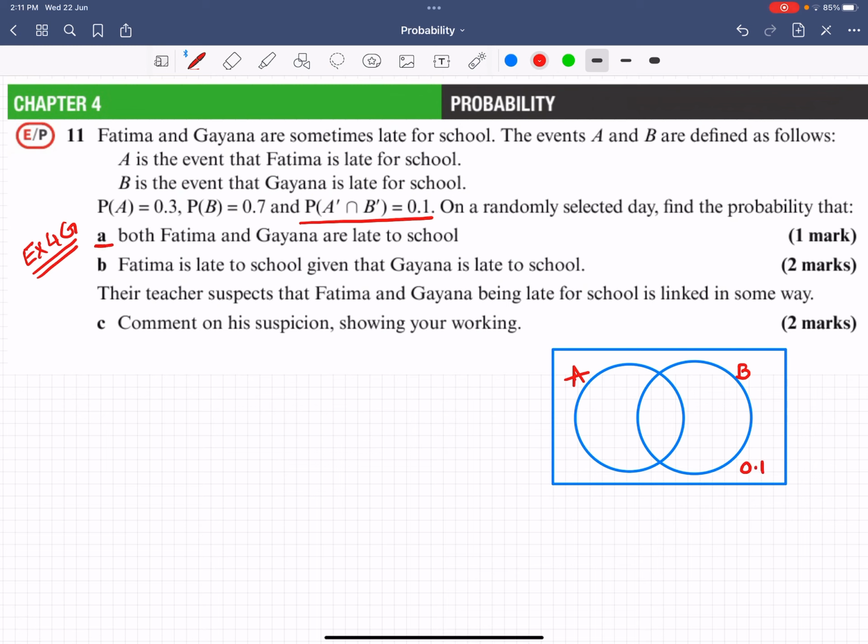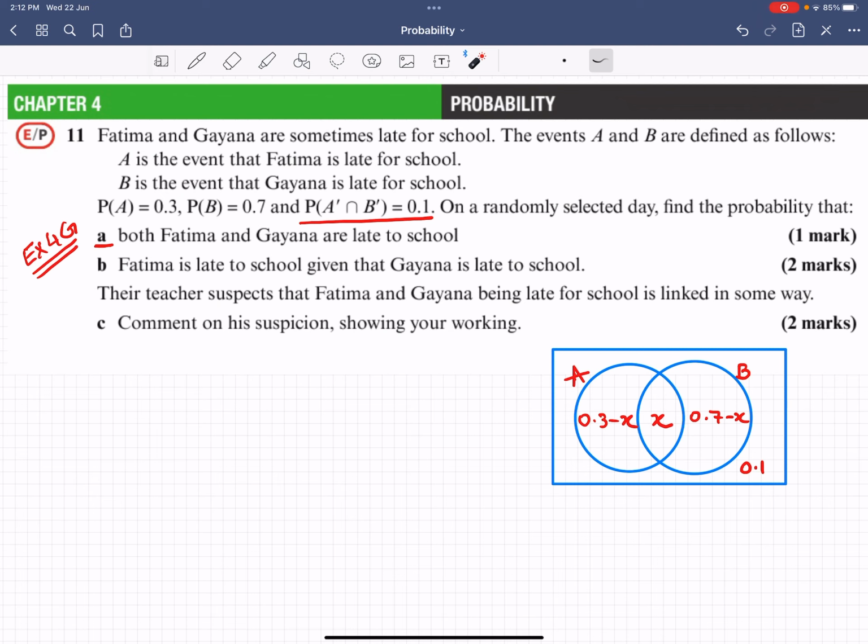In part A, we need to find the probability that both Fatima and Gayana are late to school, which means we need to find the probability of A intersection B. Now we know that probability of A is 0.3, so the probability of only A part will be 0.3 minus x. So this is 0.3 minus x. Also we know that probability of B is 0.7. Therefore, the probability of only B will be 0.7 minus x. So this is 0.7 minus x.